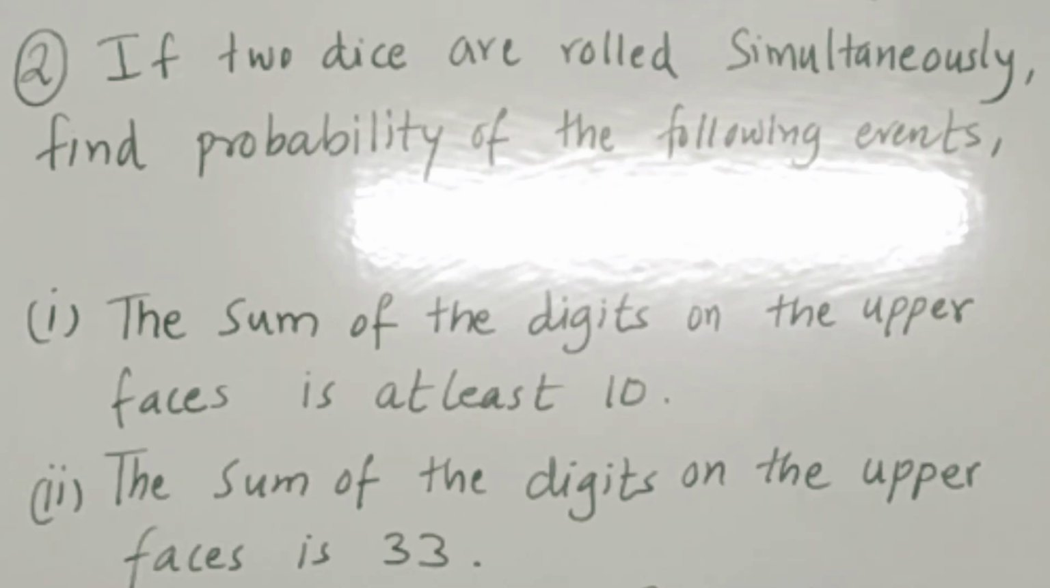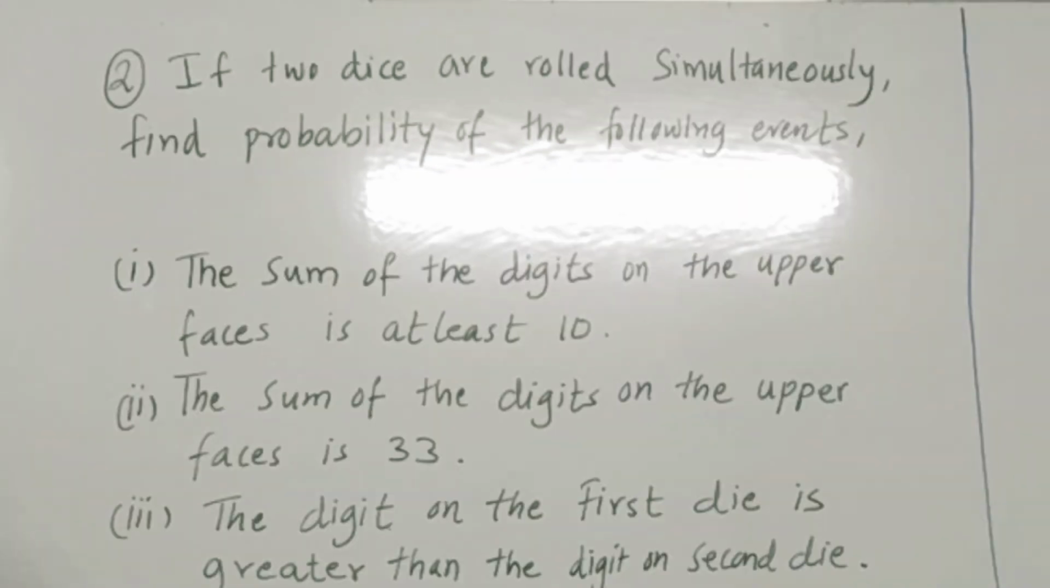Second example. If two dice are rolled simultaneously, find the probability of the following events. Number 1, the sum of the digits on the uppermost faces is at least 10. Second, the sum of the digits on the uppermost faces is 33. And third, the digit on the first die is greater than the digit on the second die.